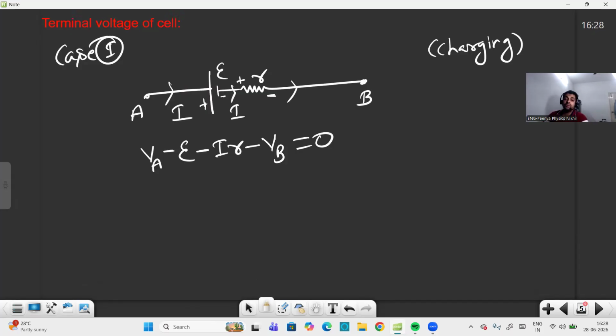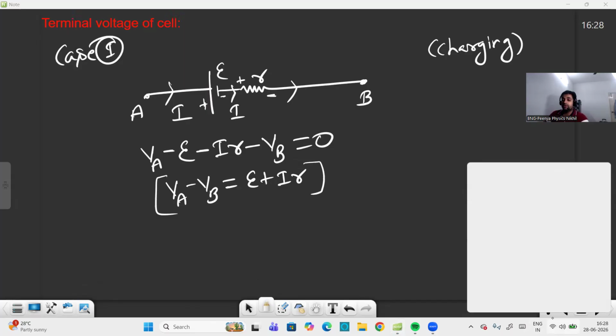We will start with plus sign VA, then follow the rule: plus to minus, then minus to plus means plus. So here, on both sides, plus to minus, so minus E minus IR. The last point we will always write will end with minus VB equals 0. So if you write VA minus VB, we get E plus IR. It means the potential difference across the terminals of the cell equals E plus IR.